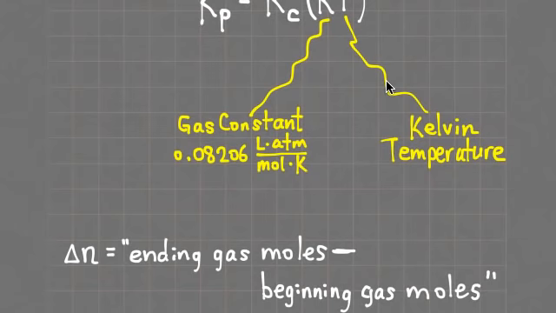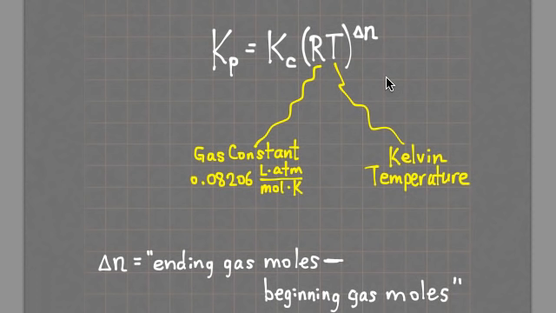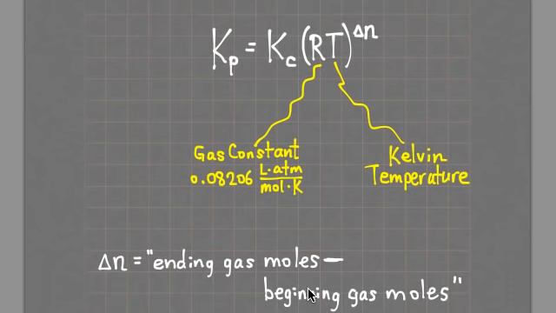So let me shrink that down a little bit. There we go. So here's the deal. Almost always by convention, the change in some quantity is ending minus beginning. So I take the ending gas moles as described by the stoichiometry of the balanced equation as compared to the beginning number of gas moles.